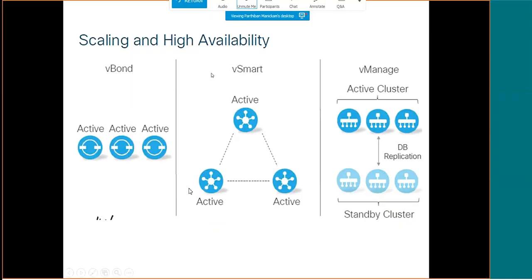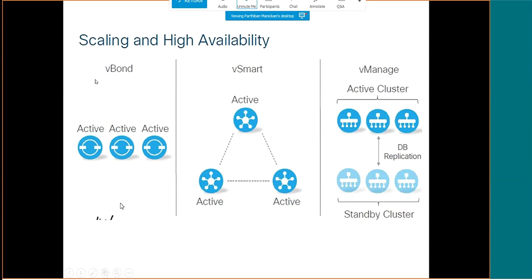Okay, so as a simple thing, let's talk about the number of devices introduced. vBonds we are going to group as active, active, active. All the vBonds will be in active state, and all the vSmarts will be in active state. They do have OMP adjacency with each other within the group. vManage will be kept in the cluster. Three vManages will be in active role, and three vManages will be in standby role.